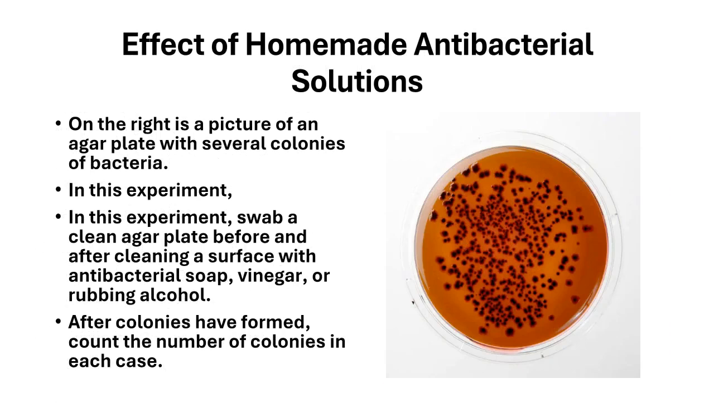This is a hands-on interactive experiment to see the effect of cleaning the surface with antibacterial soap, vinegar, or rubbing alcohol, and then swabbing the agar plate to see the resulting colony formation. A control would be an unclean surface swabbed onto agar. The goal in this experiment is to let the bacteria grow in the agar plate and then count the number of colonies formed in each of the different conditions.